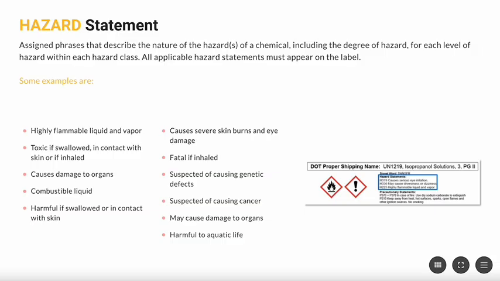Some examples of hazard statements include highly flammable liquid and vapor, toxic if swallowed, in contact with skin, or if inhaled, and causes severe skin burns and eye damage. It is important to read and understand the hazard statements on chemical labels to be aware of the potential risks of the chemical and take appropriate precautions when handling it.